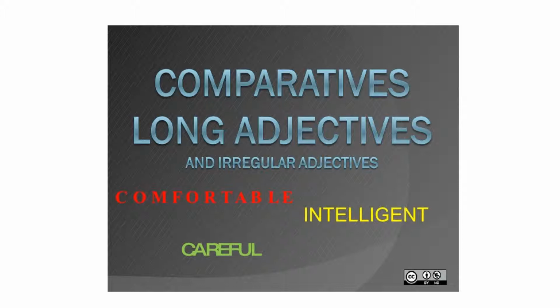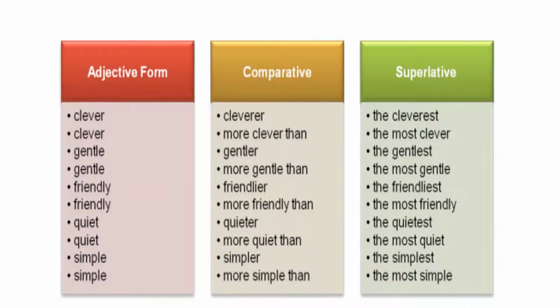Irregular forms. Some adjectives don't follow any of the rules above. Here are some of the most common irregular forms. Good becomes better, bad becomes worse, far becomes farther.